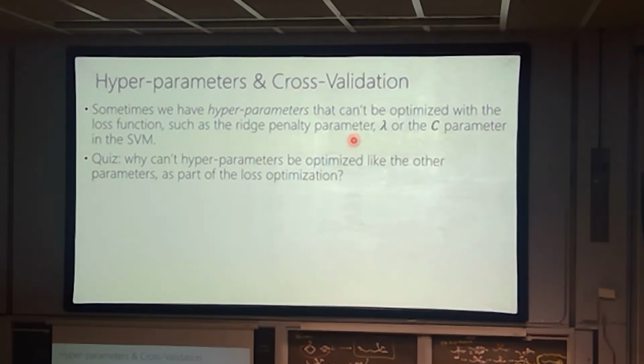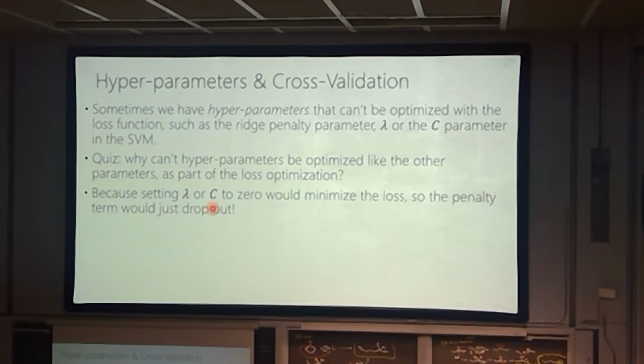Maybe. That's not the answer I have. Let me just say what it is. In Ridge, you've added a lambda times the penalty on the weight. And if you just did gradient descent on lambda to minimize the loss, you would just drive it to 0 and you turn off the regularizer. And the same thing would happen with C in SVM. So it's the way it's set up, you just can't, because it will turn itself off.